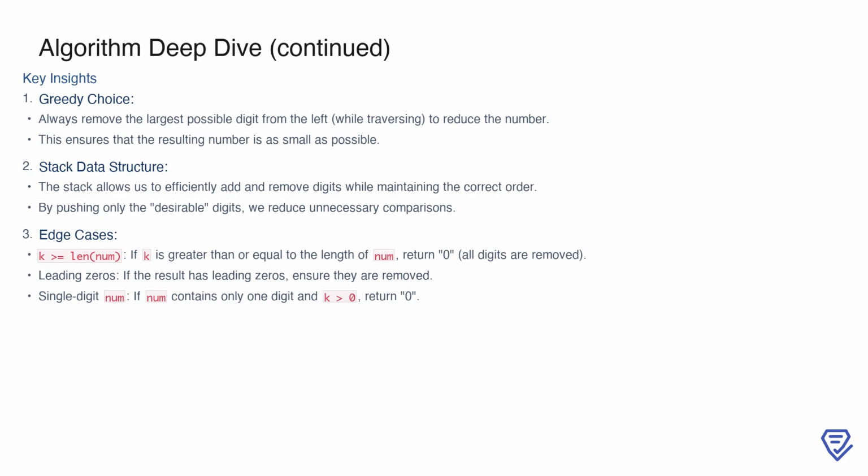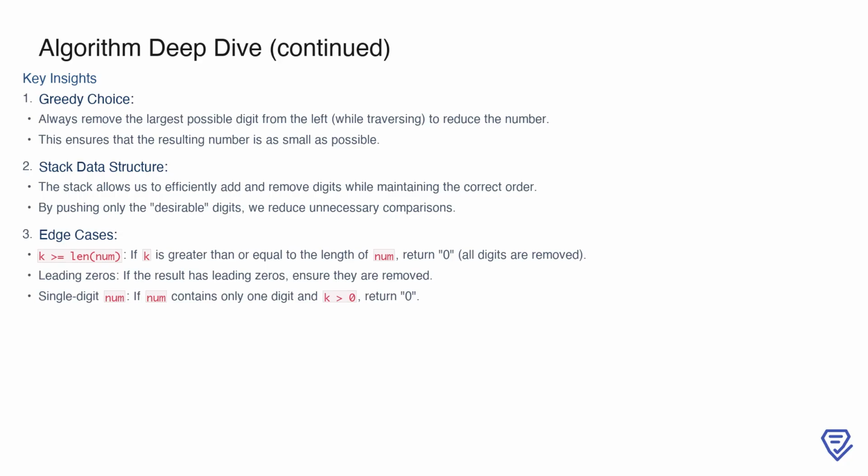The greedy approach works because of some key insights. First, the greedy choice is to always remove the largest possible digit from the left while traversing the number. This ensures that the resulting number is minimized. The stack plays a crucial role here, as it allows us to efficiently add and remove digits while maintaining the correct order. By pushing only the digits that contribute to the smallest number, we avoid unnecessary comparisons and operations.